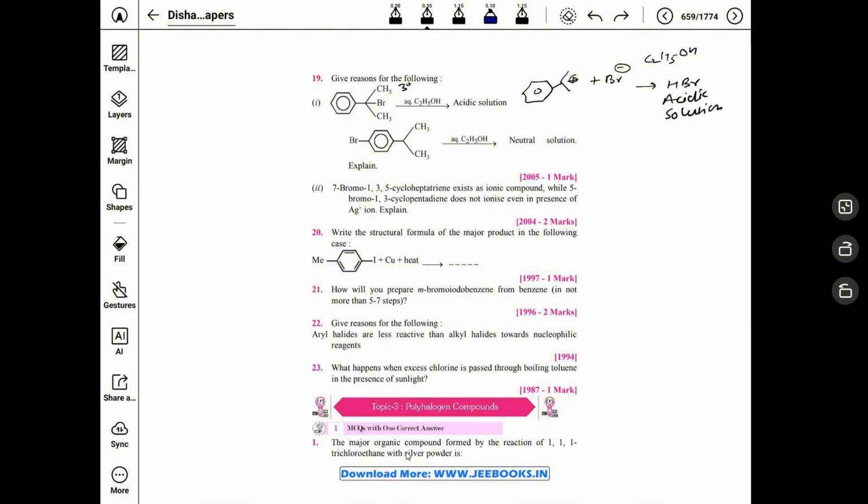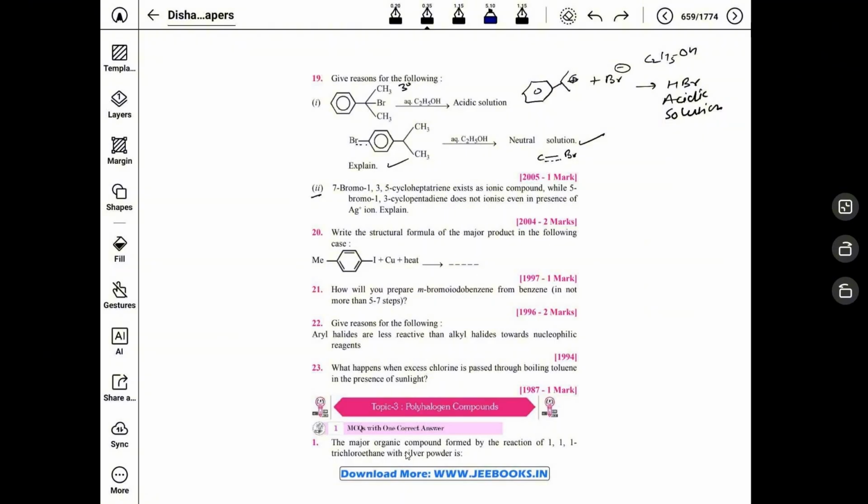But in this case, this carbon-halogen bond has partial double bond character because it is directly attached to the ring. Therefore, breaking this bond is difficult, and hence this solution is neutral. Now question number 2.